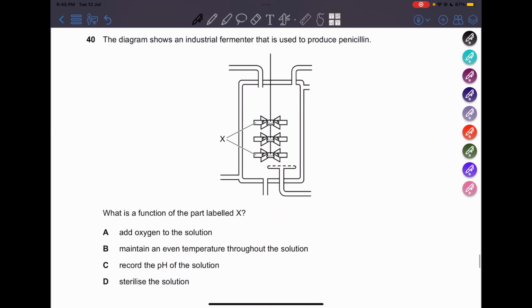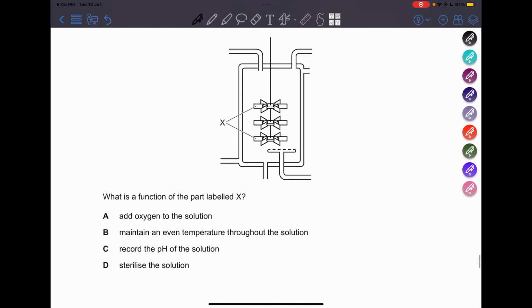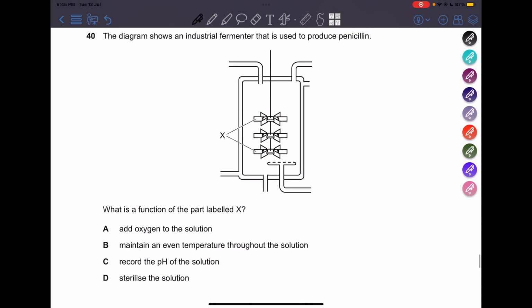And our last question, number 40. The diagram shows an industrial fermenter that is used to produce penicillin. What is the function of the part labeled X? Now over here, the options say, A says add oxygen to the solution. This is actually not the job of the mixers over here. These things will spin around to mix the solution, or maybe maintain an even temperature, or maintain the concentration of something in the solution. So A is not correct.